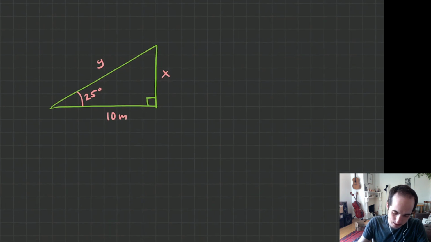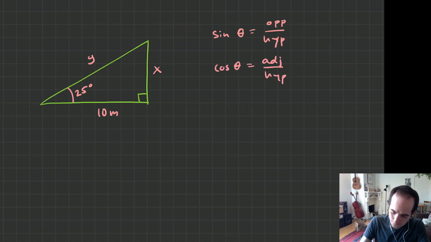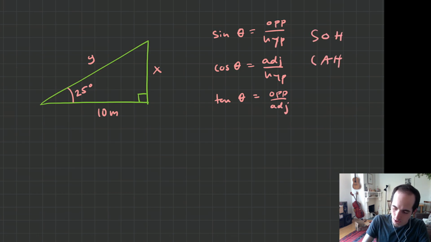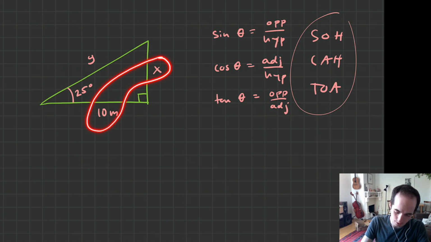So remember, sine of theta is equal to opposite over hypotenuse. Cos of theta is equal to adjacent over hypotenuse. And tan of theta is equal to opposite over adjacent, right? So, TOA, memorize that. So, let's say we wanted to figure out what this ratio is, okay?